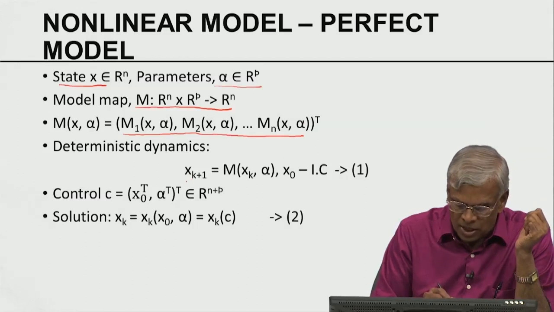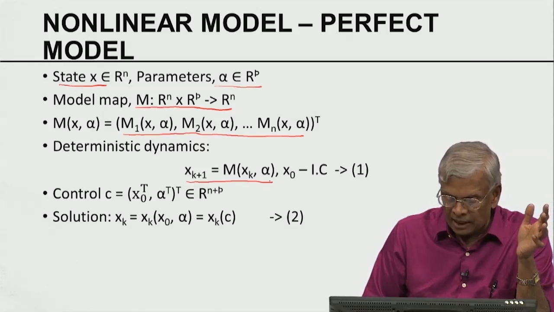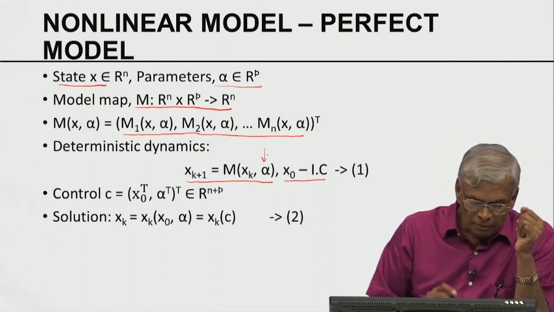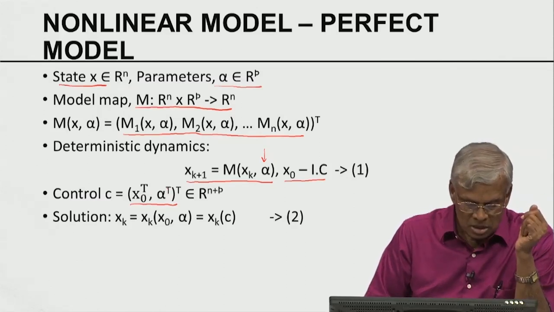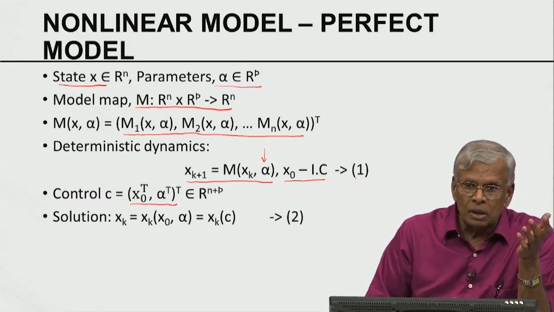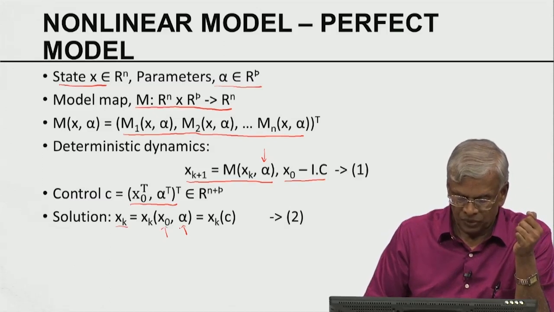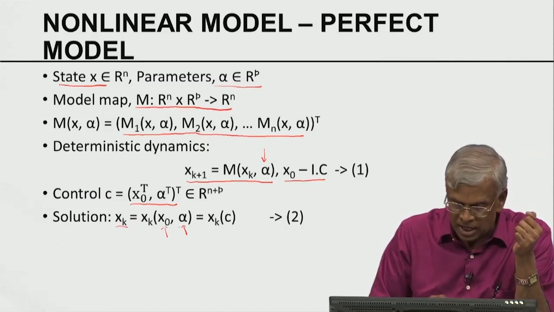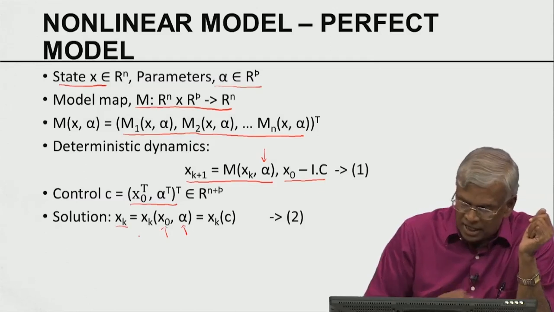The deterministic dynamical equation is given in the form of a discrete time dynamics, xk plus 1 is equal to M of xk and alpha. x0 is the initial condition, alpha is the parameter. I am going to assume the initial value, the control, c, to be x0 and alpha. We try to generate the solution using 1. It can be readily seen that the solution at time k is a function of the initial condition as well as a function of the parameter. Therefore, to indicate this dependence of solution on the control, we call the solution xk as xk of c. When there is no confusion, we will simply say xk.